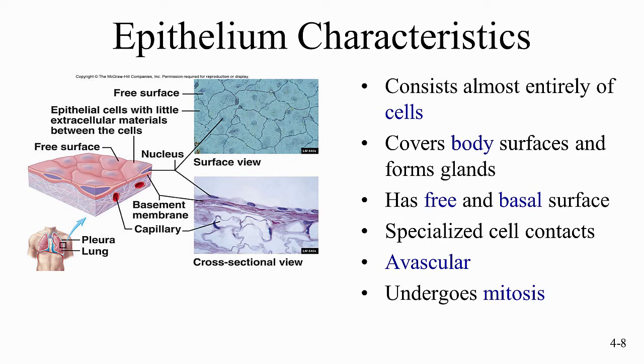I think of it as like tile on a floor. The tile on the floor has a free surface, and that's the part that we're able to walk on. But it also has a basal surface, and that basal surface is what's attached to the underlying concrete or wood subflooring. The same here. We have a basal surface, and it's almost glued down to the connective tissue below. As a matter of fact, we have what's called a basement membrane, and that basement membrane is what's going to cement that epithelial tissue to the connective tissue below that.